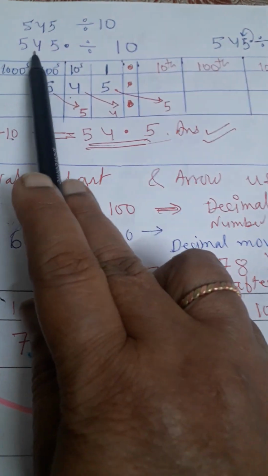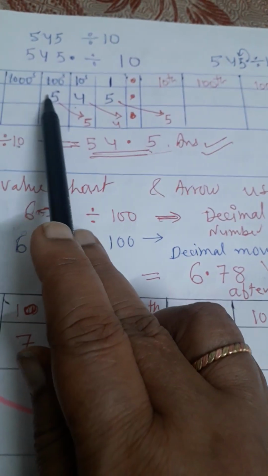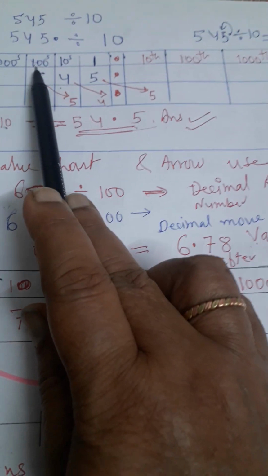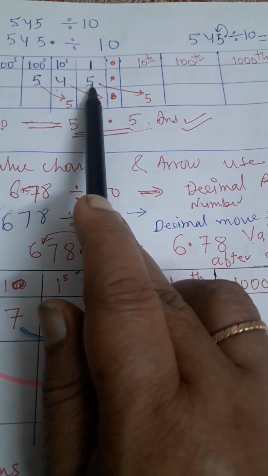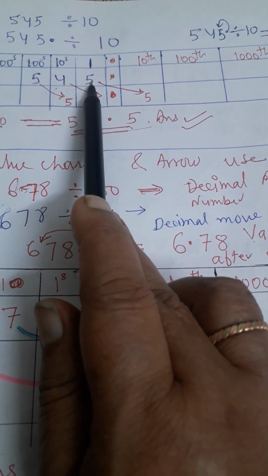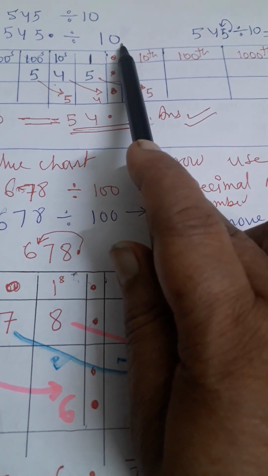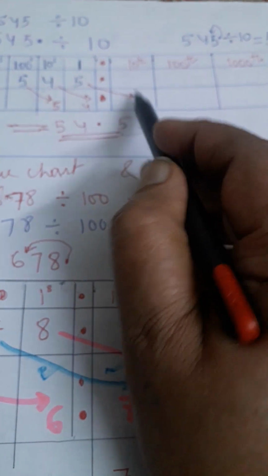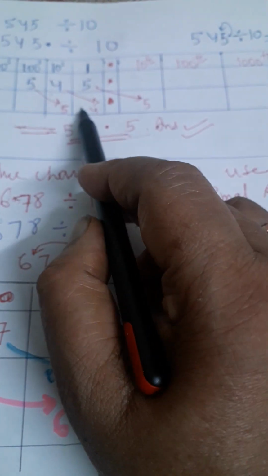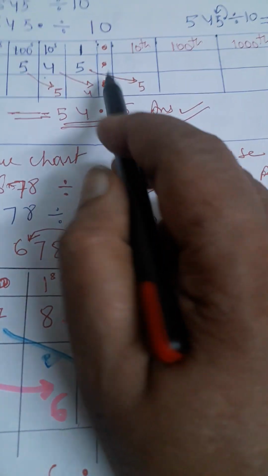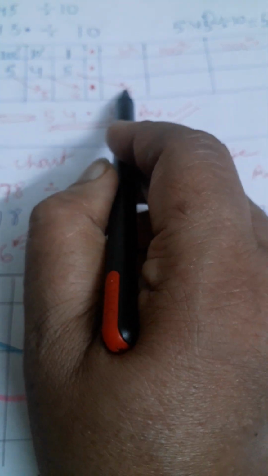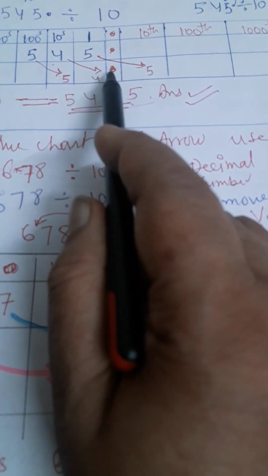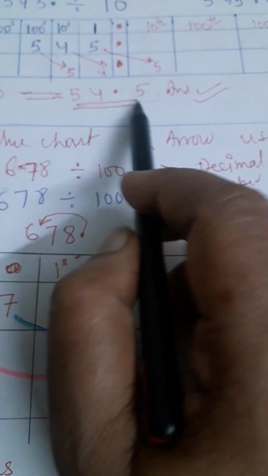Okay, now 545 divided by 10. So write down in the place value chart. This is 500, 4 tens and 5 ones. 545 we have written. Now divided by 10, it will be less. So it will be a 1 column jump back. So 5 is coming to the tens place. This 4 tens is coming to the ones place, and this 5 is coming to the tenths place. Now it is becoming 54. The decimal will remain as such. So write down like this: 5 4 decimal 5, 54.5.